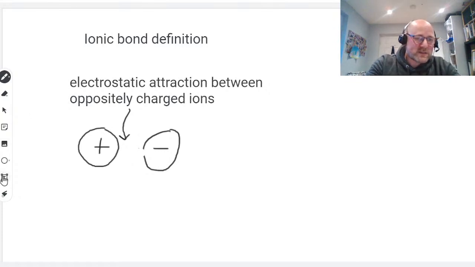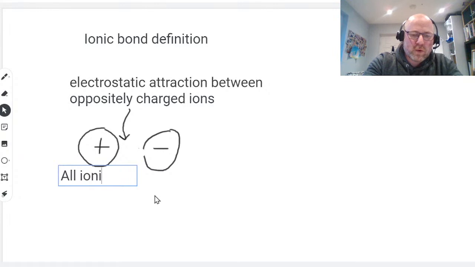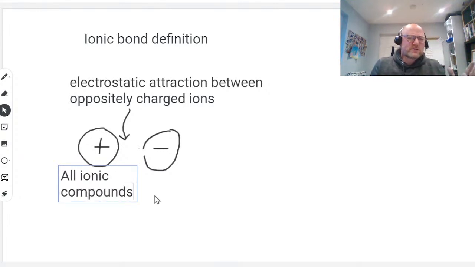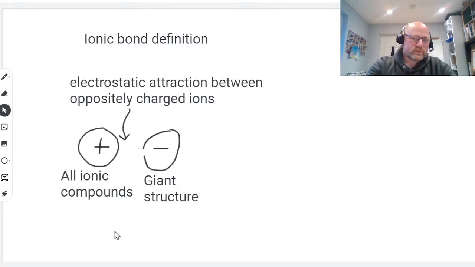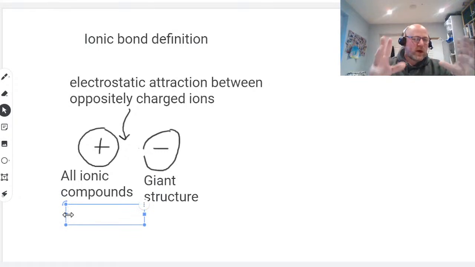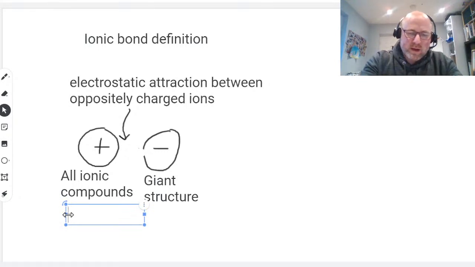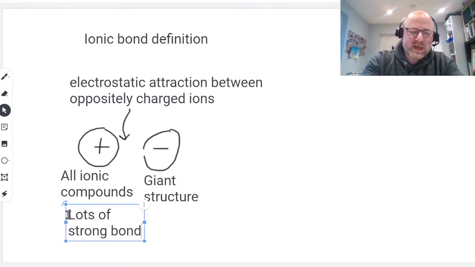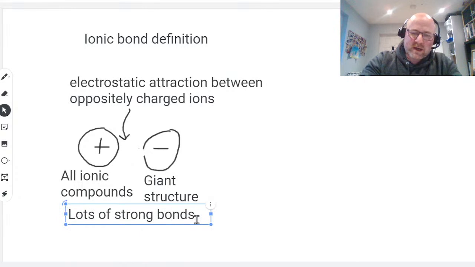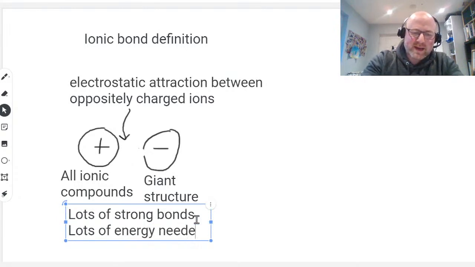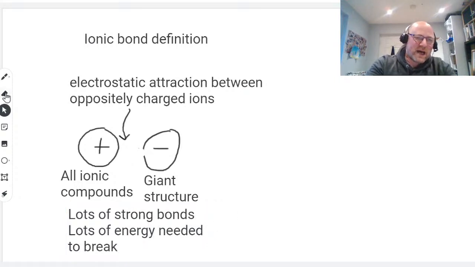Now, all ionic substances, by the way, does everybody know how to spot an ionic substance? Yes, it's a metal and a non-metal. That means it's an ionic compound. And that means that what you need to say is giant structure, and anytime you write the words giant structure, follow it with lots of strong bonds. This is where I would bust out the definition, electrostatic attraction between oppositely charged ions. Lots of strong bonds. And then I would say lots of energy needed to break. And that is tons of marks right there.